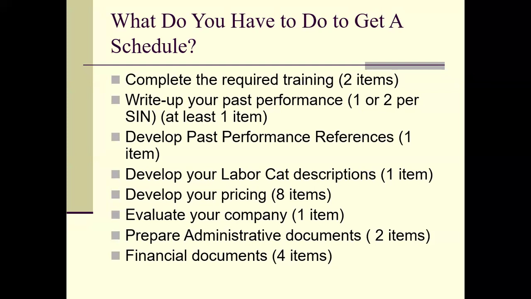You have to write up your past performance, and it's either 1 or 2%. If you're doing something in the IT arena, it has to be 2. If you're doing something in the other 11 categories, it is only 1. But this is a very structured way of what they want you to explain.